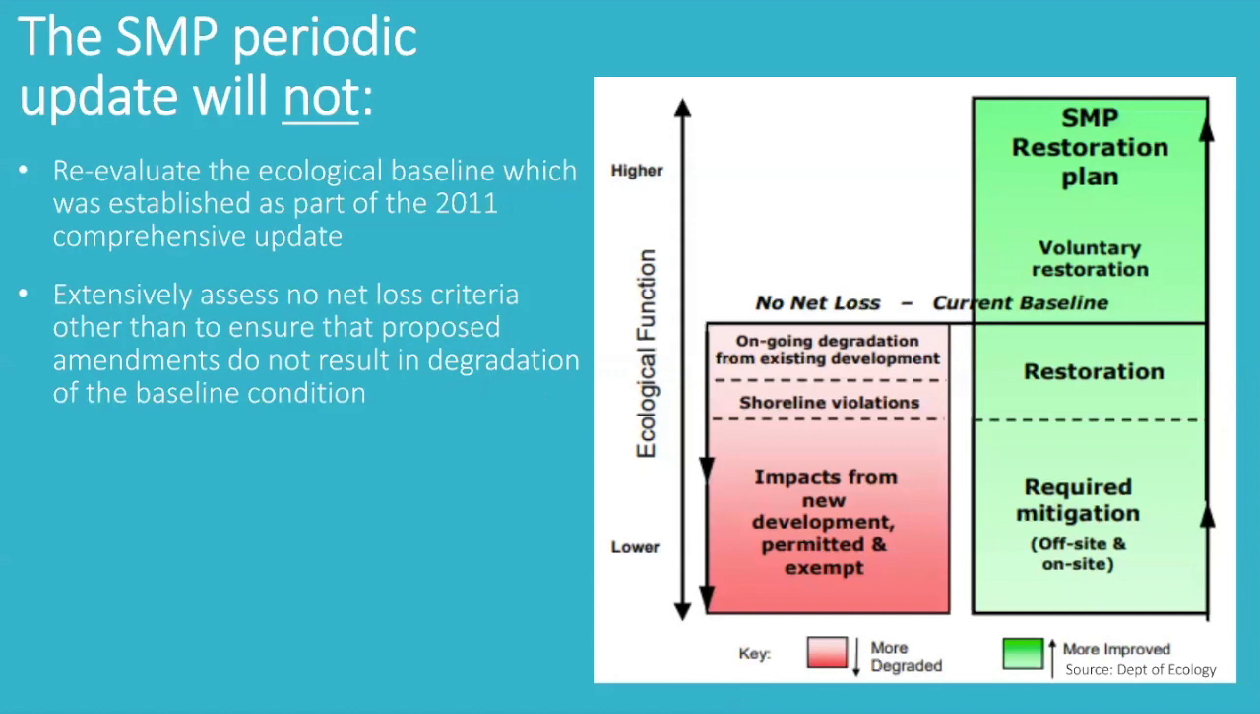A real key element in this periodic update is that it will not go back to the baseline that was used to determine the shoreline environment designations in the comprehensive update. So we're not going back and reinventing the wheel. There also won't be a monitoring requirement. What that means is that between when the SMP was adopted in 2011 and today, there won't be a look at no net loss of shoreline ecological function as part of this periodic update. So it is relatively limited in scope, and it's really just a chance for jurisdictions to capture changes in code and state law.